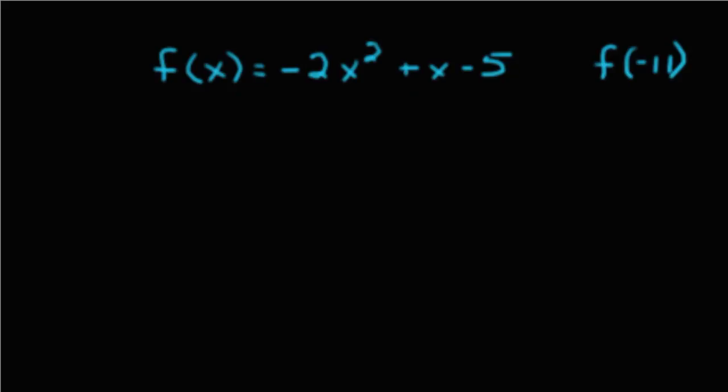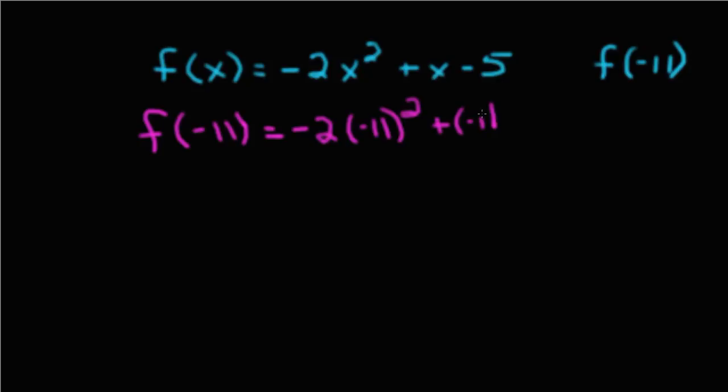Well, all we have to do when we're given something like this is evaluate the function f at negative 11. Anywhere that there's an x, we substitute the number that we're given. So anywhere there's an x, we substitute a negative 11. So f of negative 11 equals negative 2 times negative 11 squared, plus negative 11, minus 5.